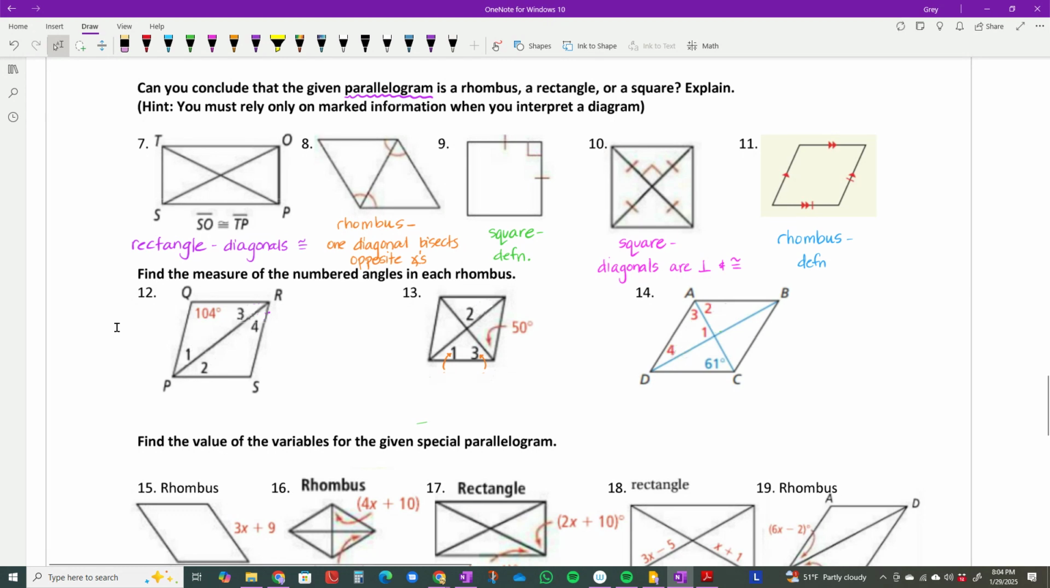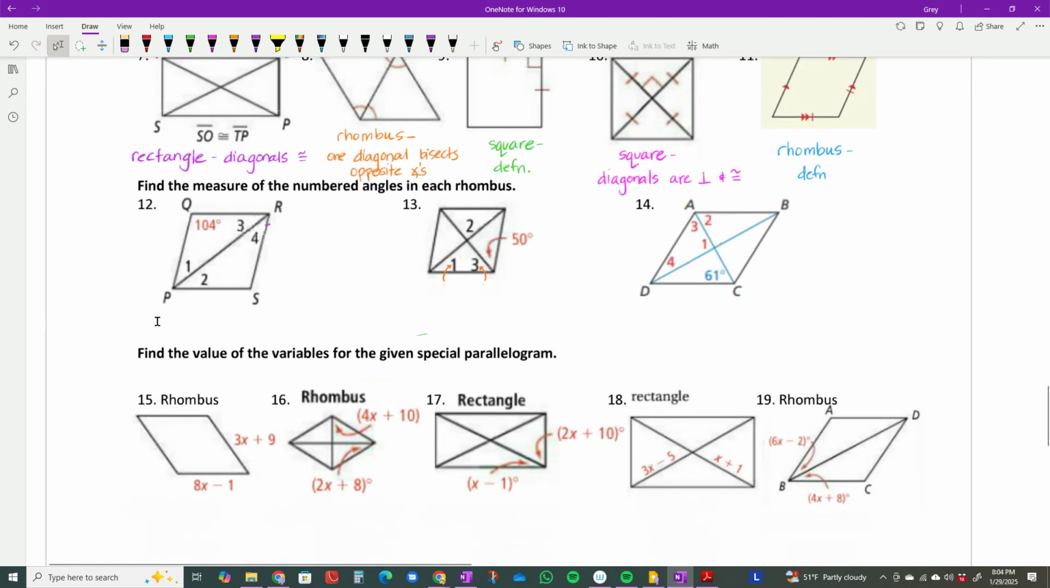Okay, number 12, find the measure of the numbered angles in each rhombus. So it's a rhombus. Both opposite angles are congruent. If this is 104, then what is that angle right there? And I hope y'all are saying to yourself, well, that's going to be 180 minus 104. And that, of course, is 76. So that means angle QPS is 76. So what is the measure of angle 1? The diagonals bisect the angles. So half of 76 is 38. And so that means each of these angles is 38.